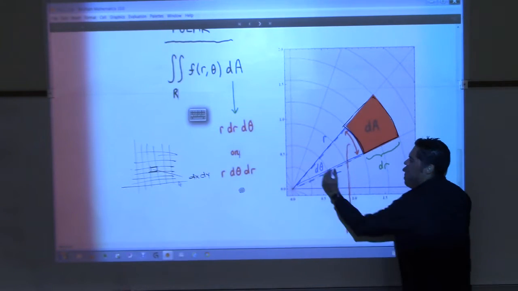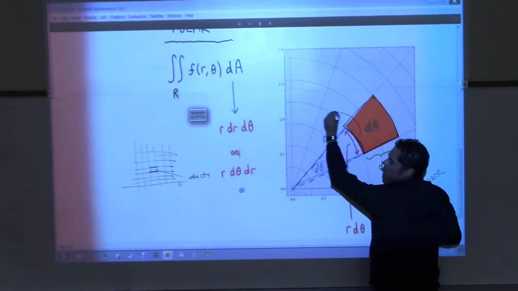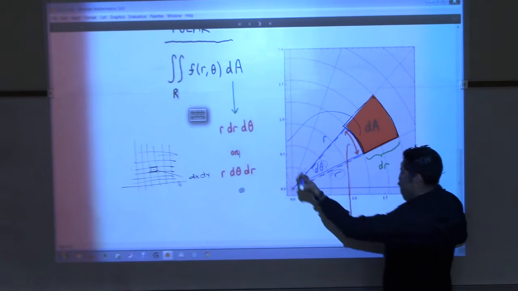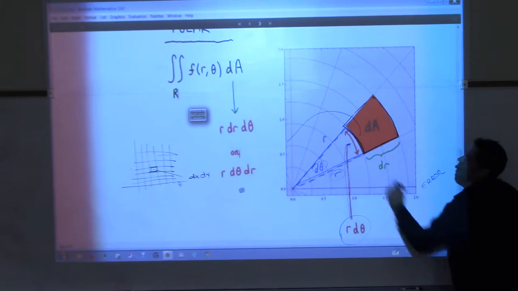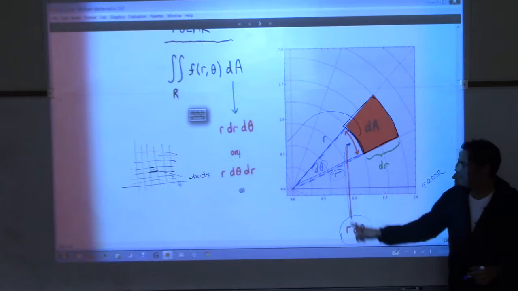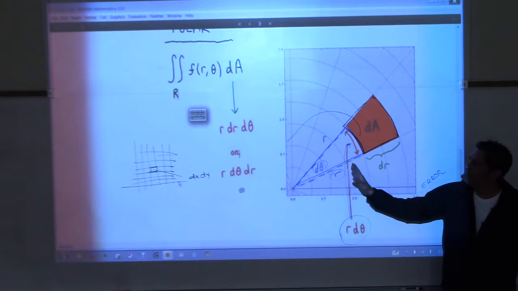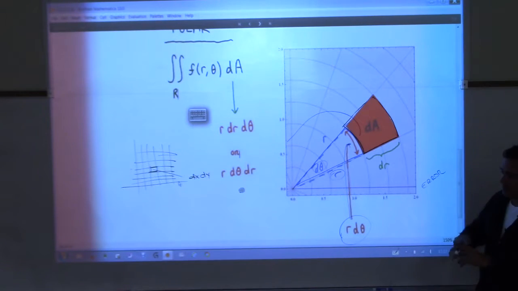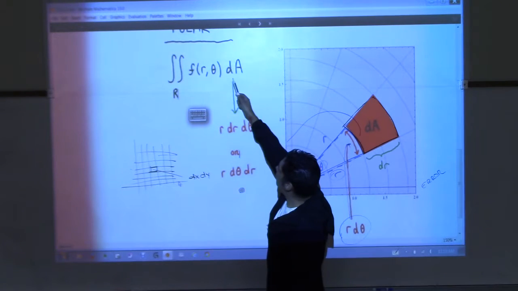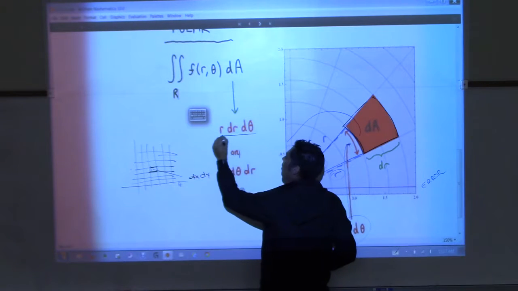So if I say this right here is d theta, and this is R, then this arc length is, where did I put it? Oh, here we go. It's right here. Then that little piece right there would be the radius times d theta. Y'all buy this? Okay, so the area of this red thing, the dA, the little infinitesimal area on the ground, is now going to be approximated with, or given to us by this formula here.